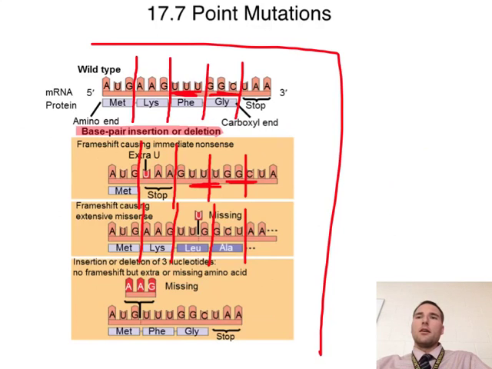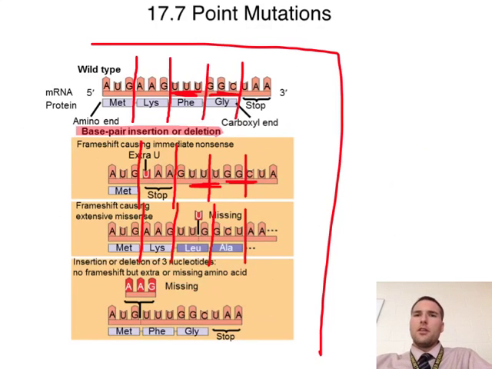The time that it does matter for your non-gamete cells, all your diploid cells, is if it's going to lead to something like cancer. We've talked about cancer earlier, so if it leads to a cancer type thing.